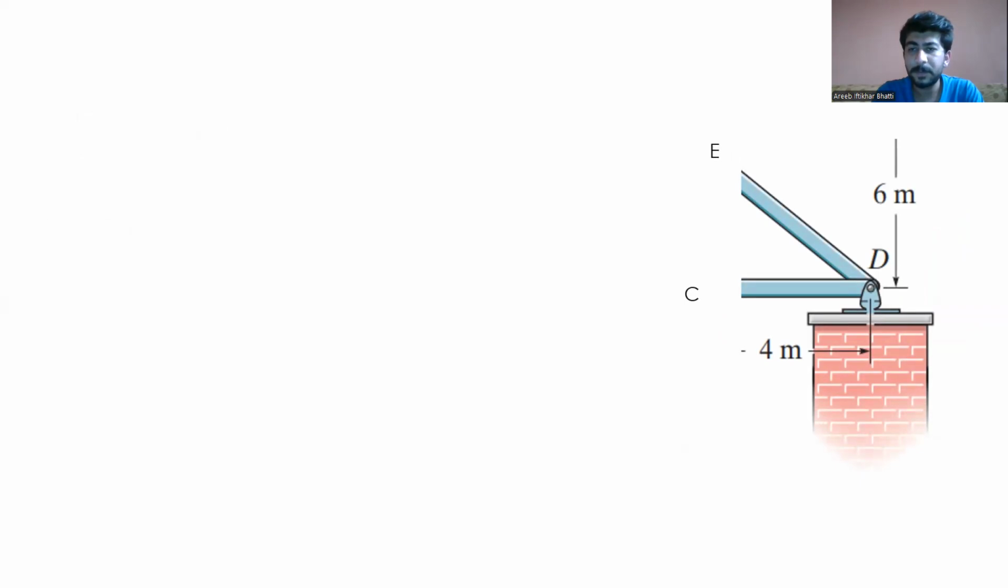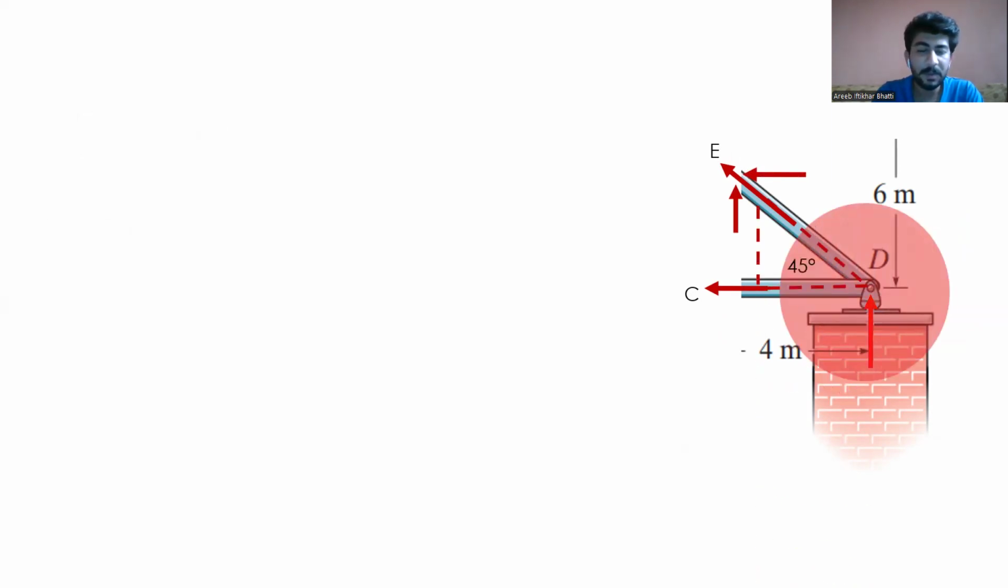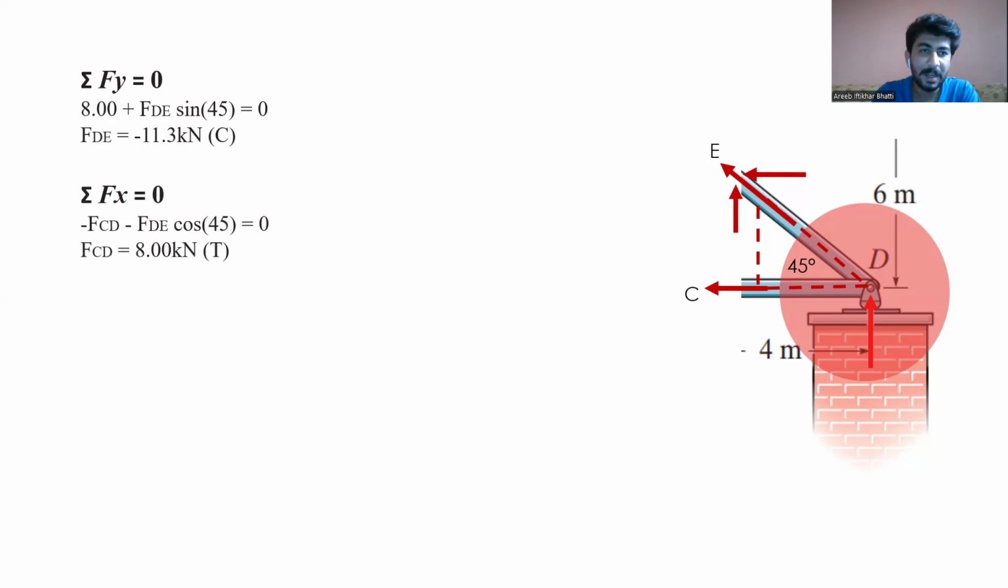If we take point D, it means we have only one reaction at point D. The angle which these members make is about 45 degrees. When we apply force in the y direction, we get the force in member DE, which is equal to minus 11.3 kilonewton. You see this member is in compression. And when we apply force in the x direction, we get force in the member CD, which is equal to 8 kilonewton. You see this member is in tension.